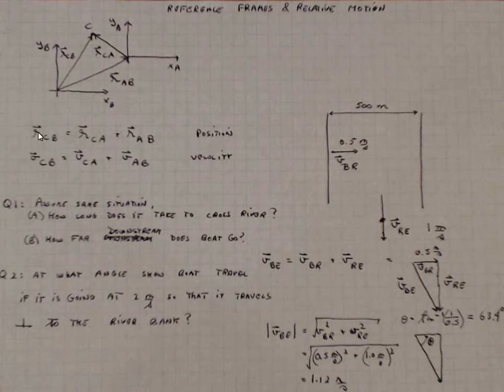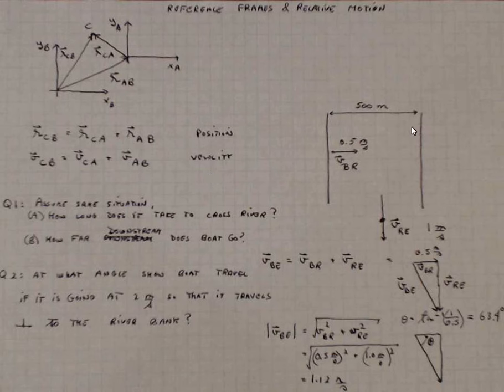So R_CB is equal to R_CA plus R_AB, which describes the positions in the two coordinate systems. The time derivative of everything in the first equation gives the second equation. That means that V_CB is equal to V_CA plus V_AB. So in words, the velocity of C relative to coordinate system B is the velocity of C relative to A plus the velocity of coordinate system A relative to B.